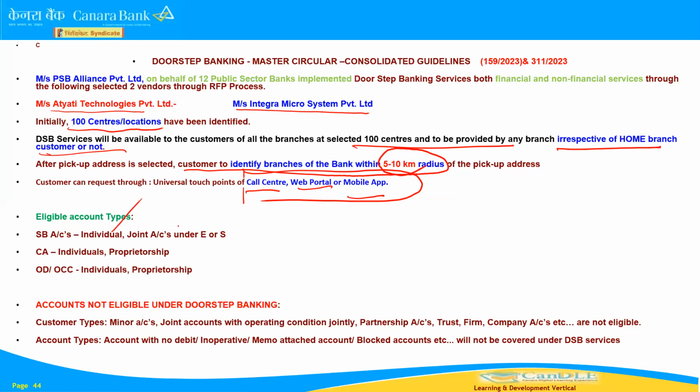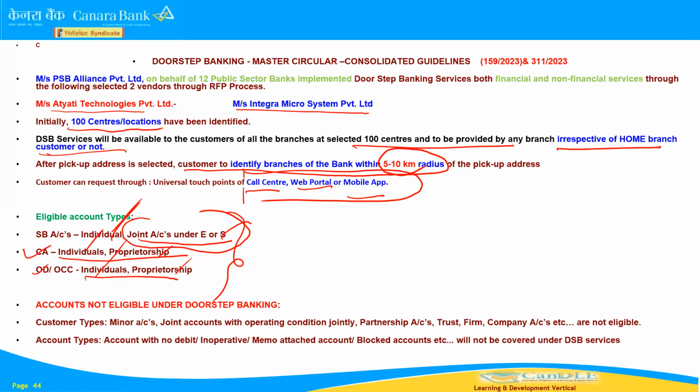Individuals can take, joint accounts with either or survivor condition only. Individuals and proprietorship, current account also can use. Almost all are individuals only, you see. Individual. Proprietorship also individual. Joint account also individuals. Either or survivor means any same right, both are having. So individual jointly with either or survivor.